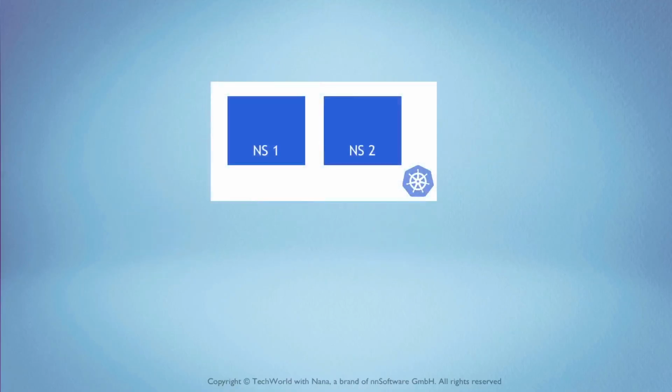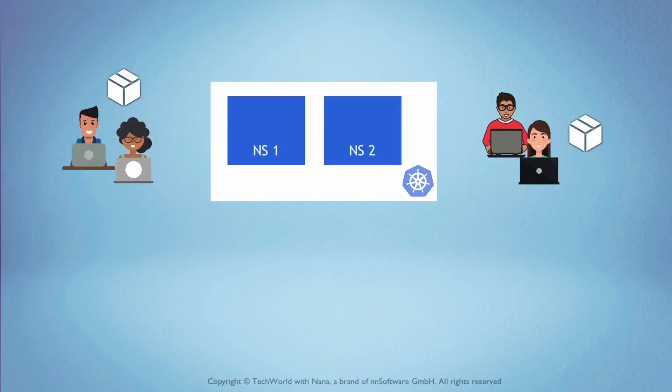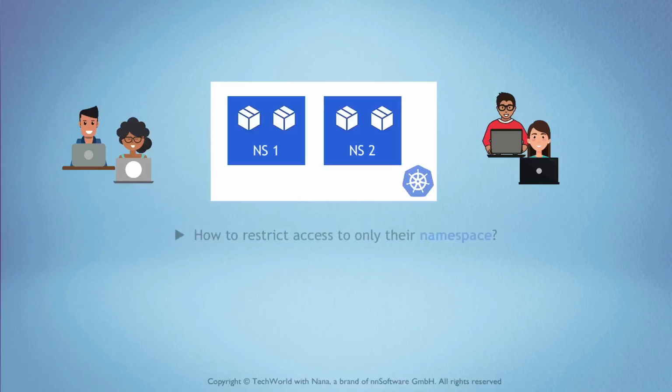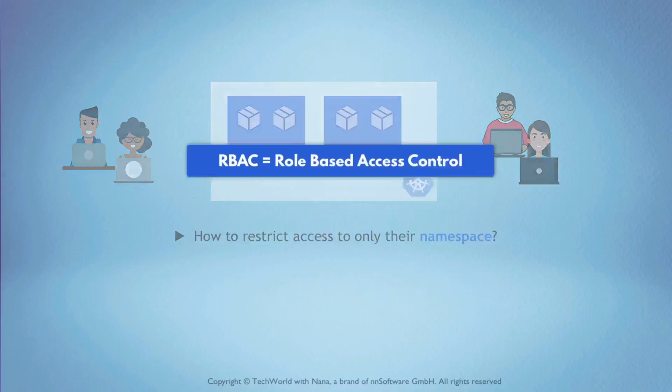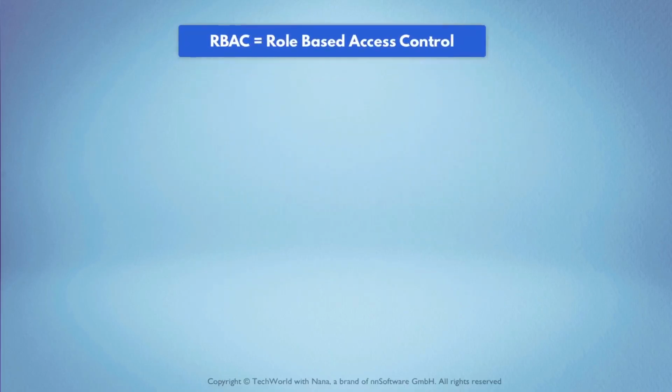Let's say you have multiple namespaces in the cluster, and each developer team deploys their application in a different namespace. How do you make sure each team gets access to only their namespace and the resources in that namespace, so they don't accidentally break something in the namespaces of other teams? For this, we have what's called RBAC in Kubernetes, RBAC, which stands for Role-Based Access Control. So let's see how that works.